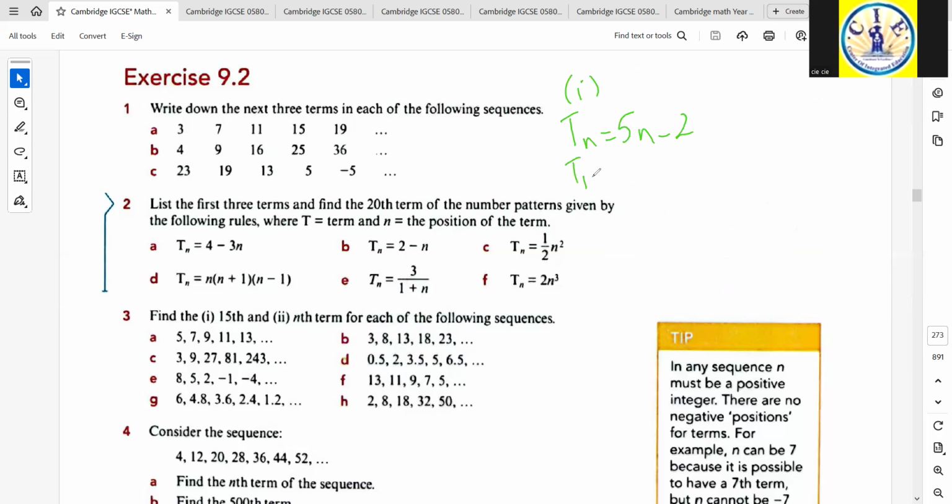Now I need to calculate its 15th term. So I just need to replace n with 15. 75 minus 2 is 73. That means the 15th term of this sequence will be 73. Okay, now we need to proceed further.